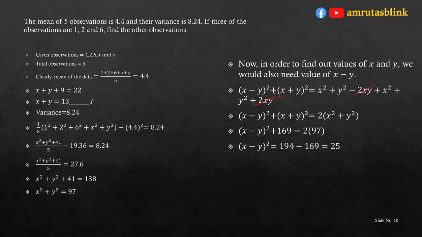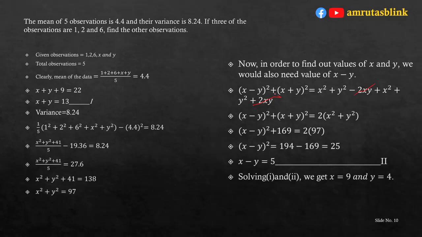Now, as x minus y bracket square is equal to 25, we can say that x minus y is equal to 5. What was our equation 1? Equation 1 was x plus y is equal to 13, and equation 2 is x minus y is equal to 5. Now, if we solve equation 1 and equation 2, which are both simultaneous linear equations, we can easily find the values of x and y, that is x is equal to 9 and y is equal to 4. Hence, for the given data, the other two observations are 9 and 4.